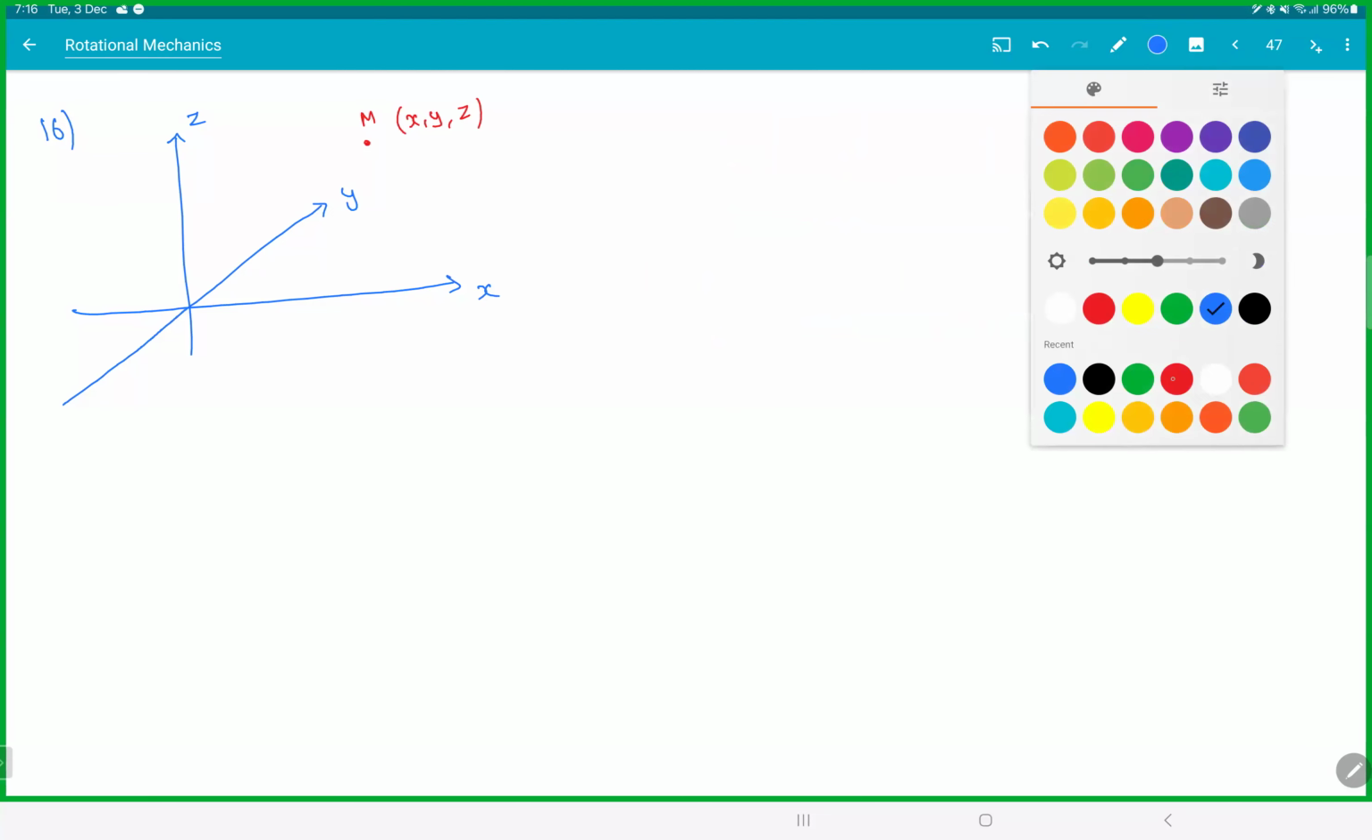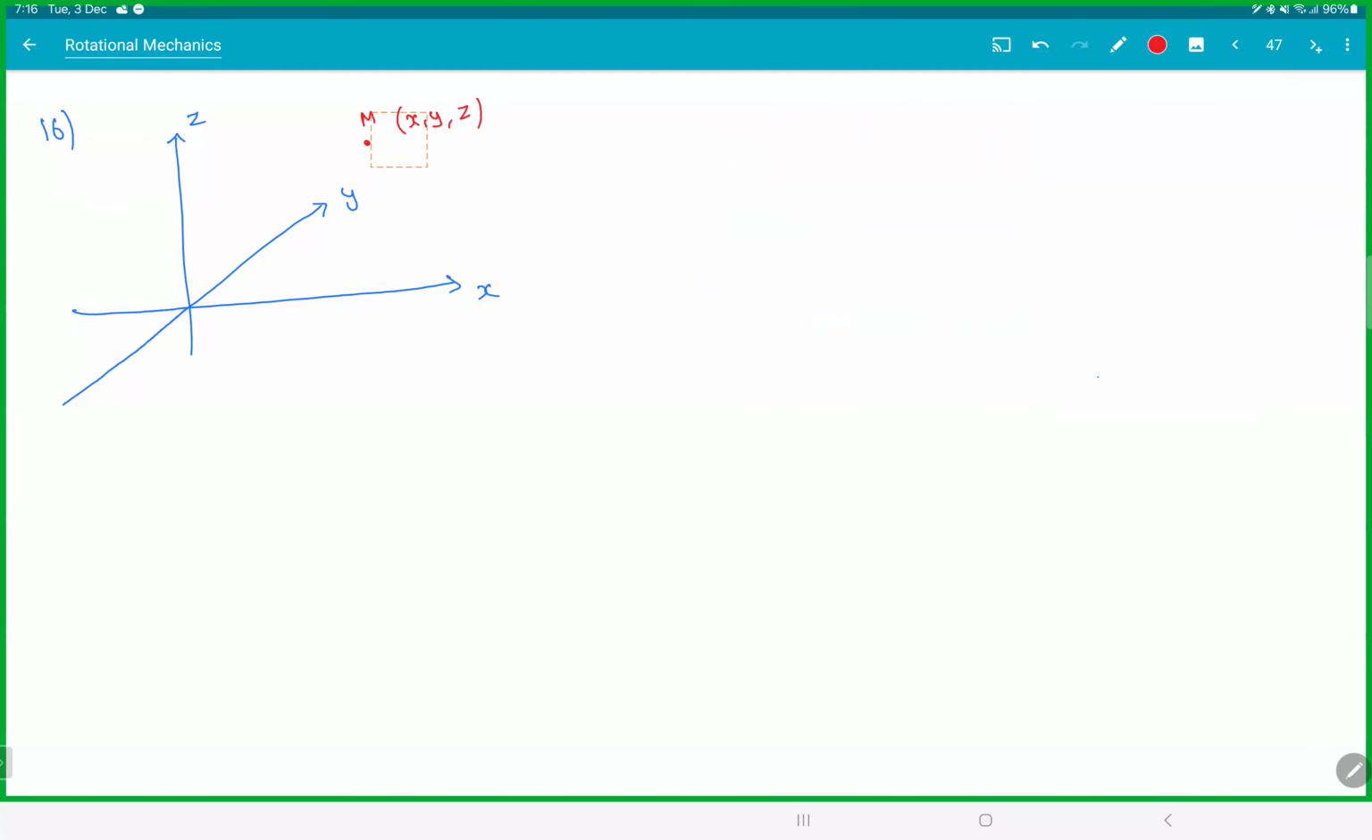See, what will I do? I will draw a line parallel to the z-axis and passing through the particle. Okay. So if you take this point here, now see this point coordinates are x comma y comma z. If you bring it to the xy plane, what will happen to the coordinates? x comma y comma 0.